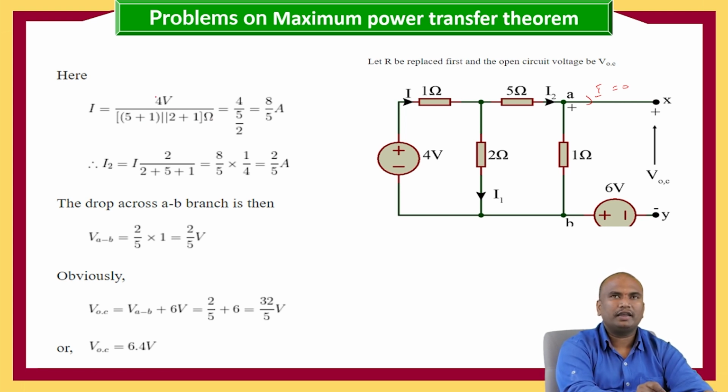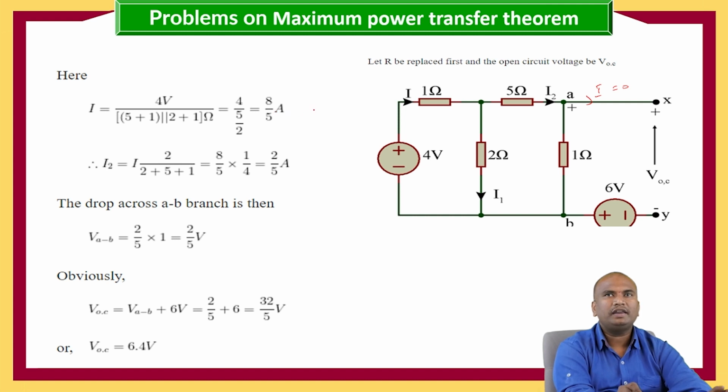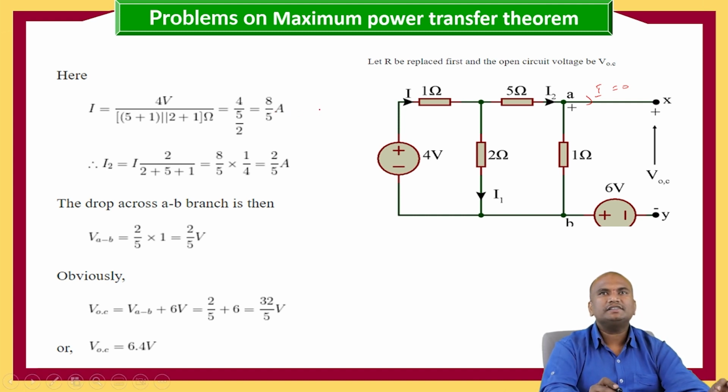So that's why we are taking 4 volts divided by (5 plus 1 in parallel with 2) plus 1, which is equal to 4 by 5 by 2, which is equal to 8 by 5 amperes. This is the current which is delivered by the 4 volts source.